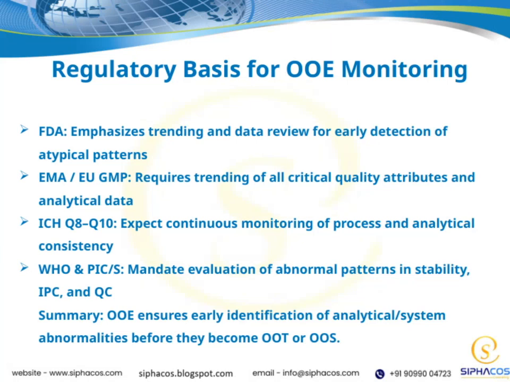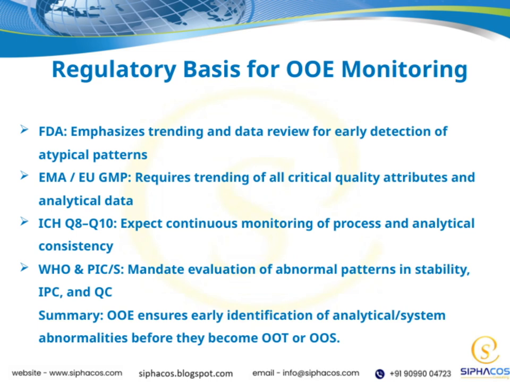Let's take a closer look at the regulatory landscape guiding our monitoring practices. First, the FDA emphasizes the importance of trending and data review to enable early detection of atypical patterns. This proactive approach helps identify issues before they escalate. Moving to the EMA and EU GMP standards, they require us to trend all critical quality attributes and analytical data, ensuring we maintain consistent quality throughout the process.